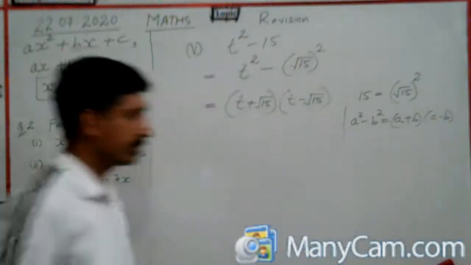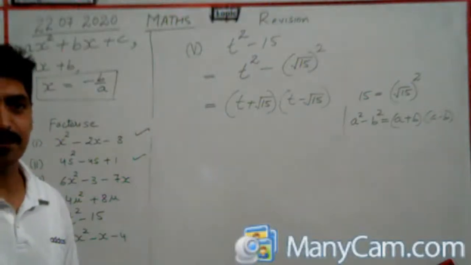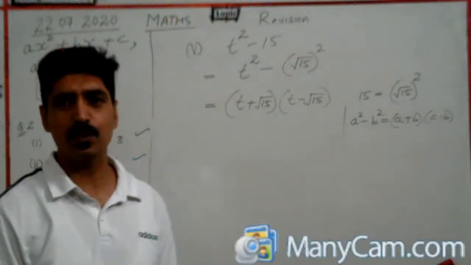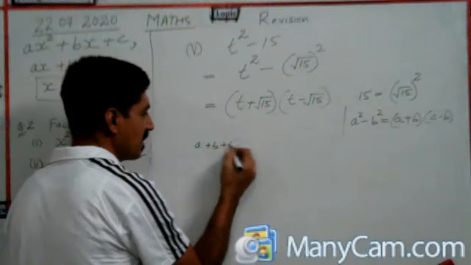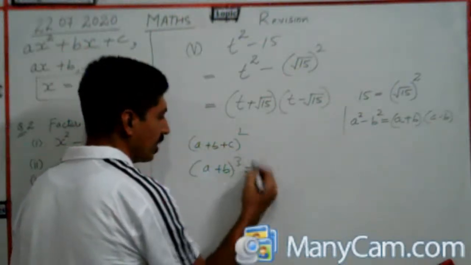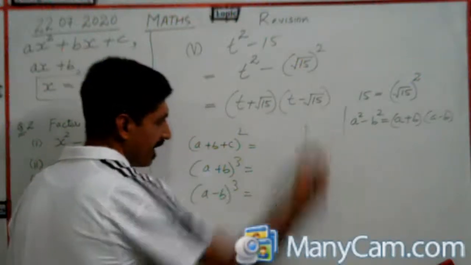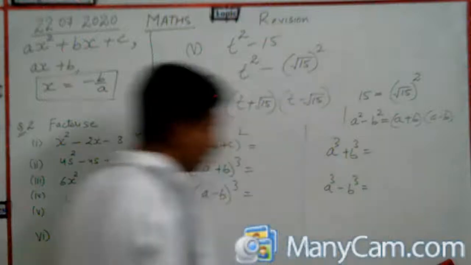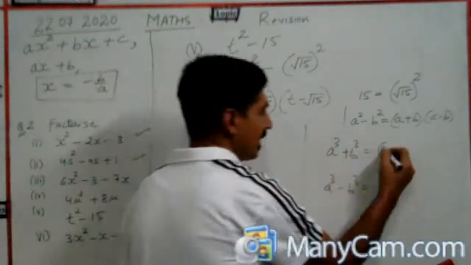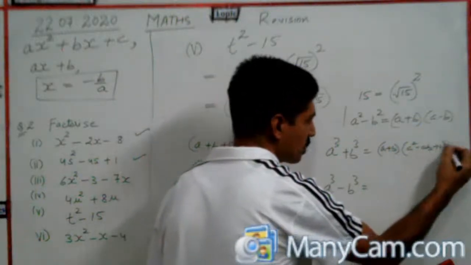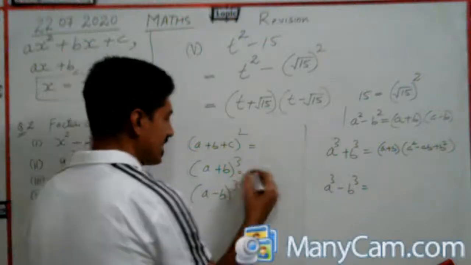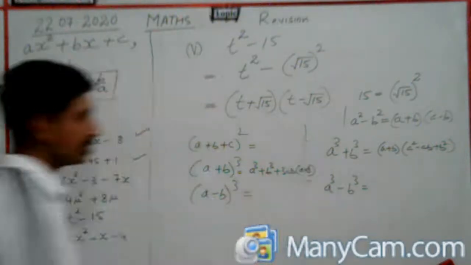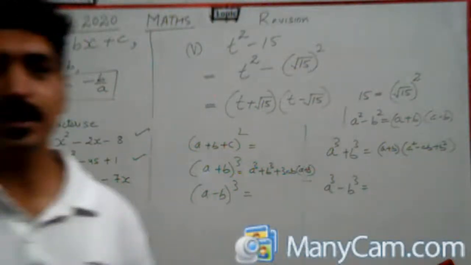This is an identity, so you have to remember these identities. We have a list of 9 identities: a plus b whole square, a minus b whole square, a plus b plus c whole square, a plus b whole cube, a minus b whole cube, and some separate identities, a cube plus b cube and a cube minus b cube. These are different identities. A cube plus b cube is a plus b into a square minus ab plus b square, whereas a plus b whole cube is a cube plus b cube plus 3ab into a plus b. You have to learn the identities.